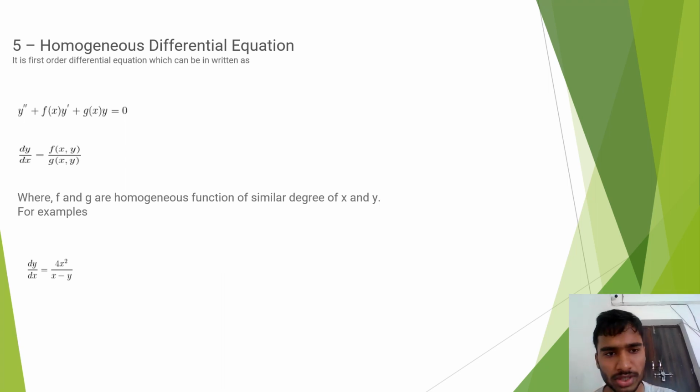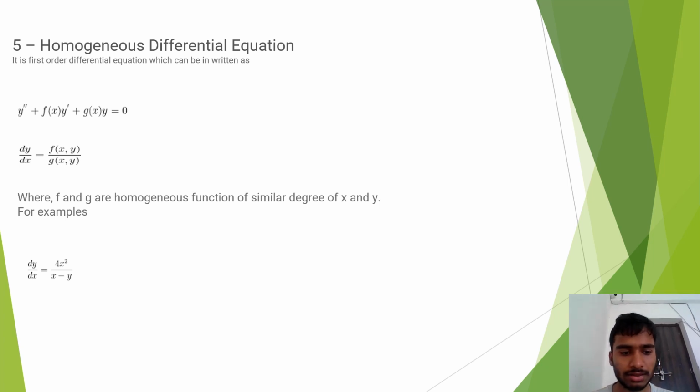So what this homogeneous differential equation means is, it is a first order differential equation which can be written like this, where f and g are homogeneous functions of the same degree of x and y. Here f and g are homogeneous functions similar to that of x and y.